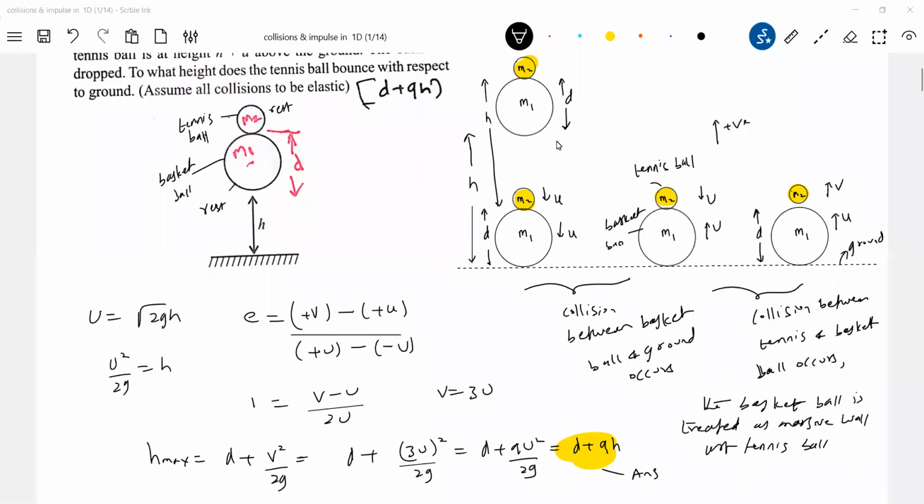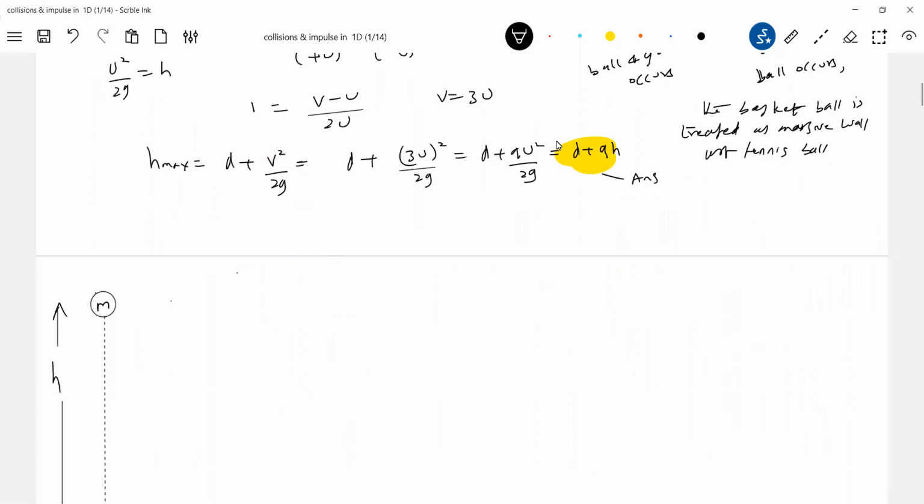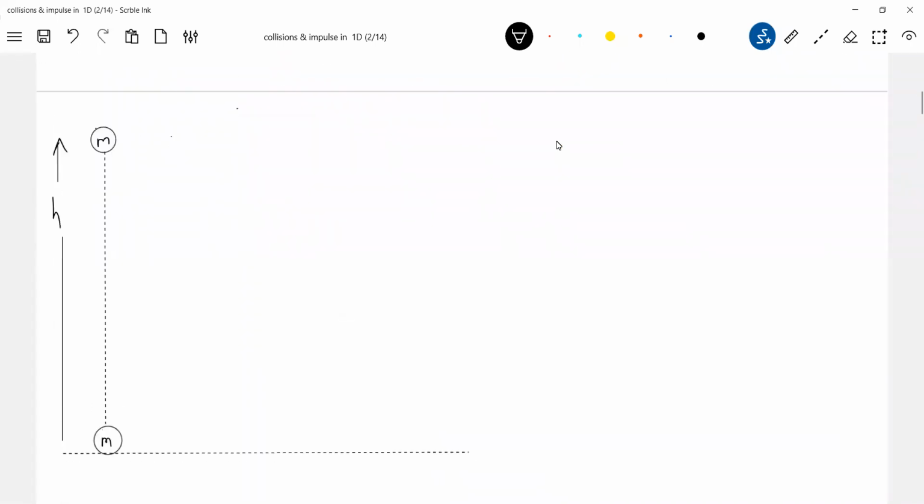So first, the collision we have to discuss. They'll be in contact because I released them together. First the collision occurs between the basketball and the ground. Then the basketball will change its direction of motion. Then the collision occurs between the tennis ball and the basketball. Okay, I'll scroll down. Some general idea regarding collision.